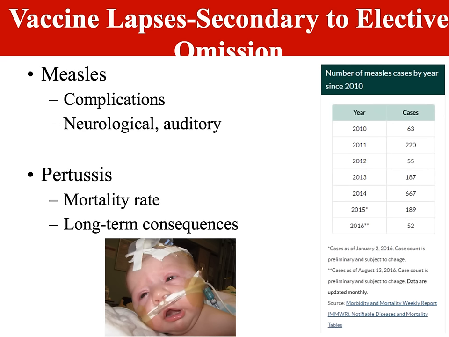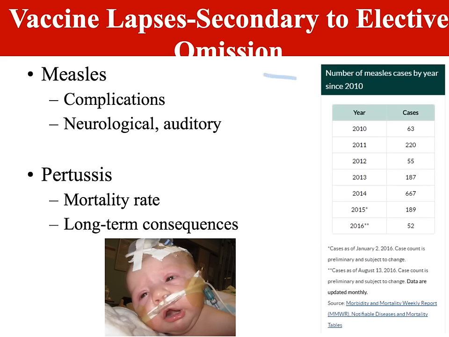Elective omission is almost always done in a well-meaning way, I think, but it ultimately has a consequence. And as we saw on the previous slide, when vaccination rates lapse, disease rates go up, and that's just how that goes. And so what we have particularly seen problematically in this country is measles and pertussis.